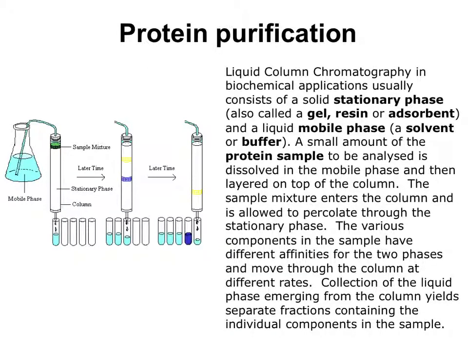In protein purification, you have a stationary phase, which is either a gel, resin, or adsorbent, and then a liquid mobile phase, which contains a solvent or buffer. You dissolve the protein sample in the mobile phase and layer it on top of the column, as shown here. The sample mixture enters the column and is allowed to percolate through the stationary phase as you pump more mobile phase through. The solutes move down the column, and so you can separate the individual components.